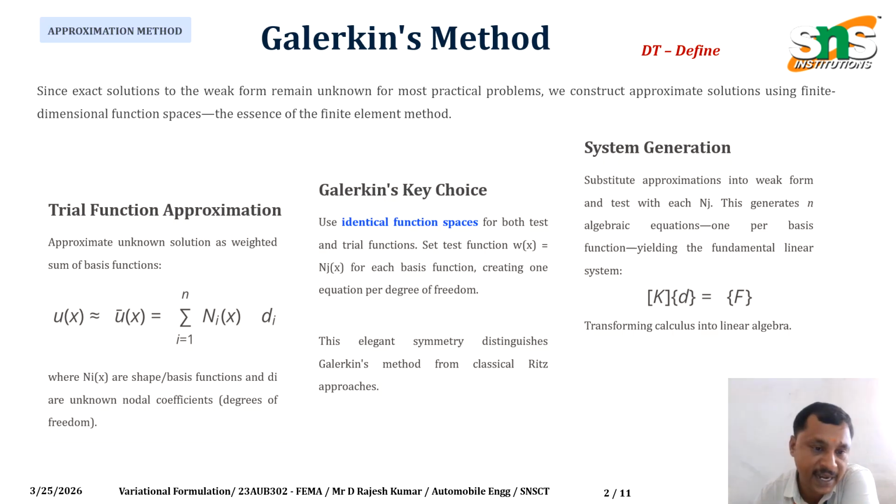The key property: N_i of x_j equals delta_ij. Here, Galerkin's key choice uses the same function spaces for both the test and the trial function. This symmetry distinguishes Galerkin's method from the classical Ritz approach. And the next part is the system generation, that is K into d is equal to f. This is transforming calculus into linear algebra.